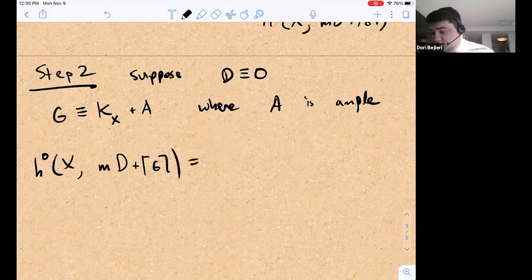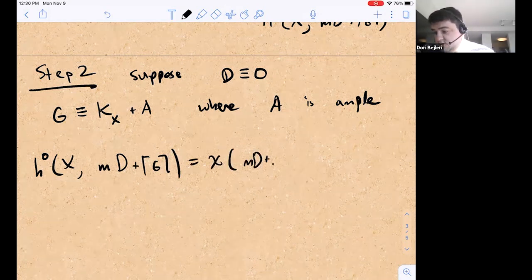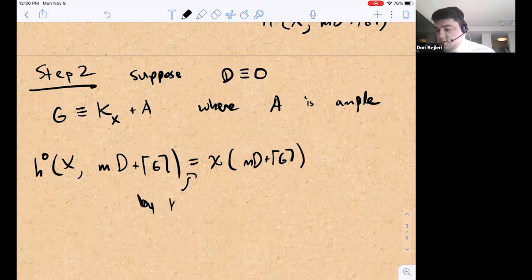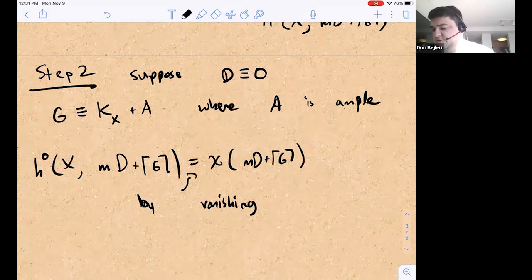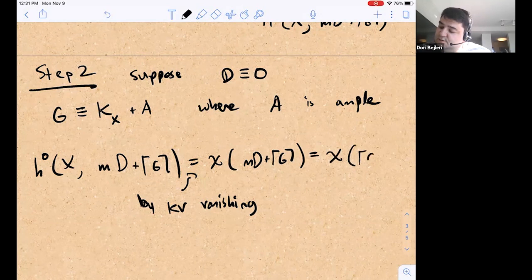This is equal to just the Euler characteristic by KV vanishing, because our divisor is numerically equivalent to Kx plus an ample. So in fact, here it's really Kodaira vanishing, because we're really in the simple case. I guess I'm rounding up though, so I really should say KV. If I wasn't rounding up, then it would be Kodaira, but because I'm rounding up, I guess it's really KV vanishing. But then this is equal to the Euler characteristic of just G by Riemann-Roch.